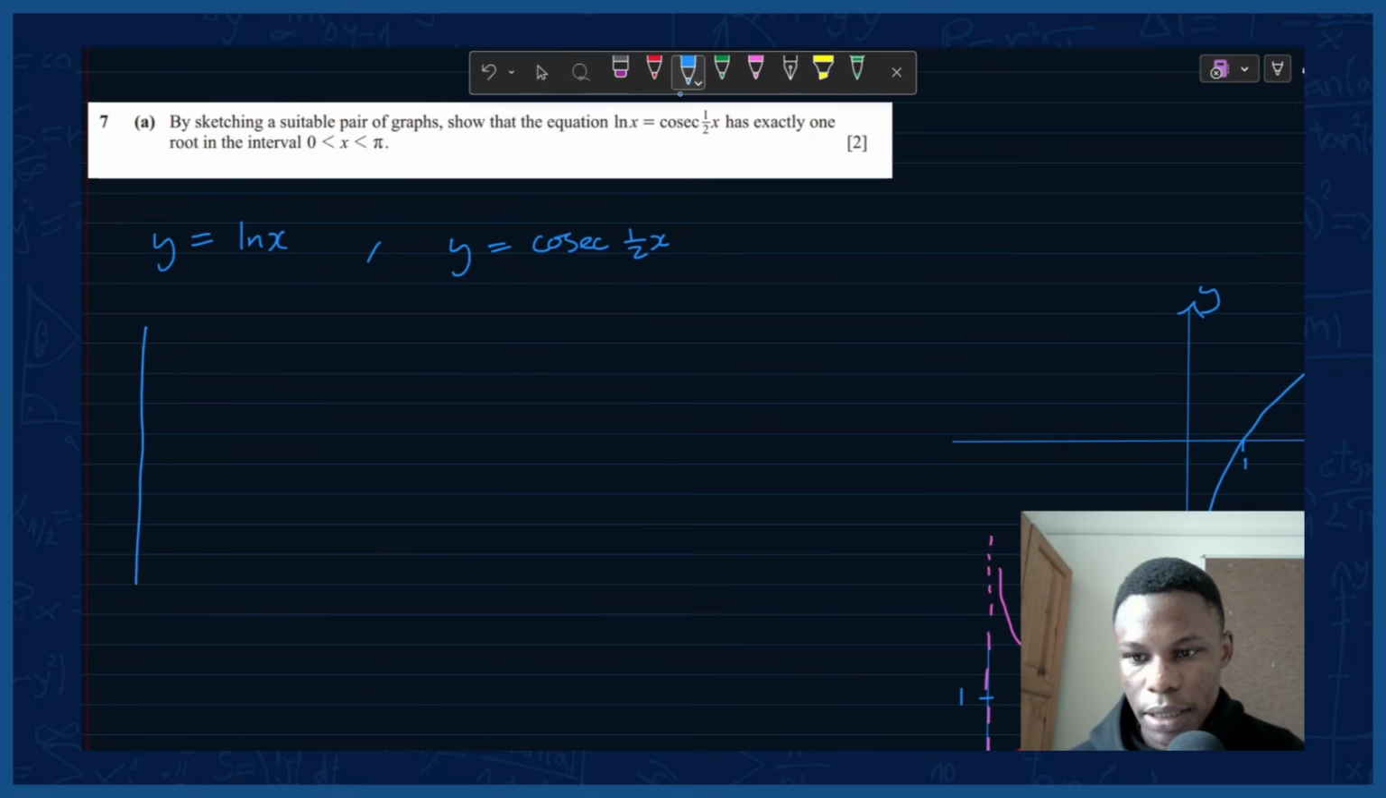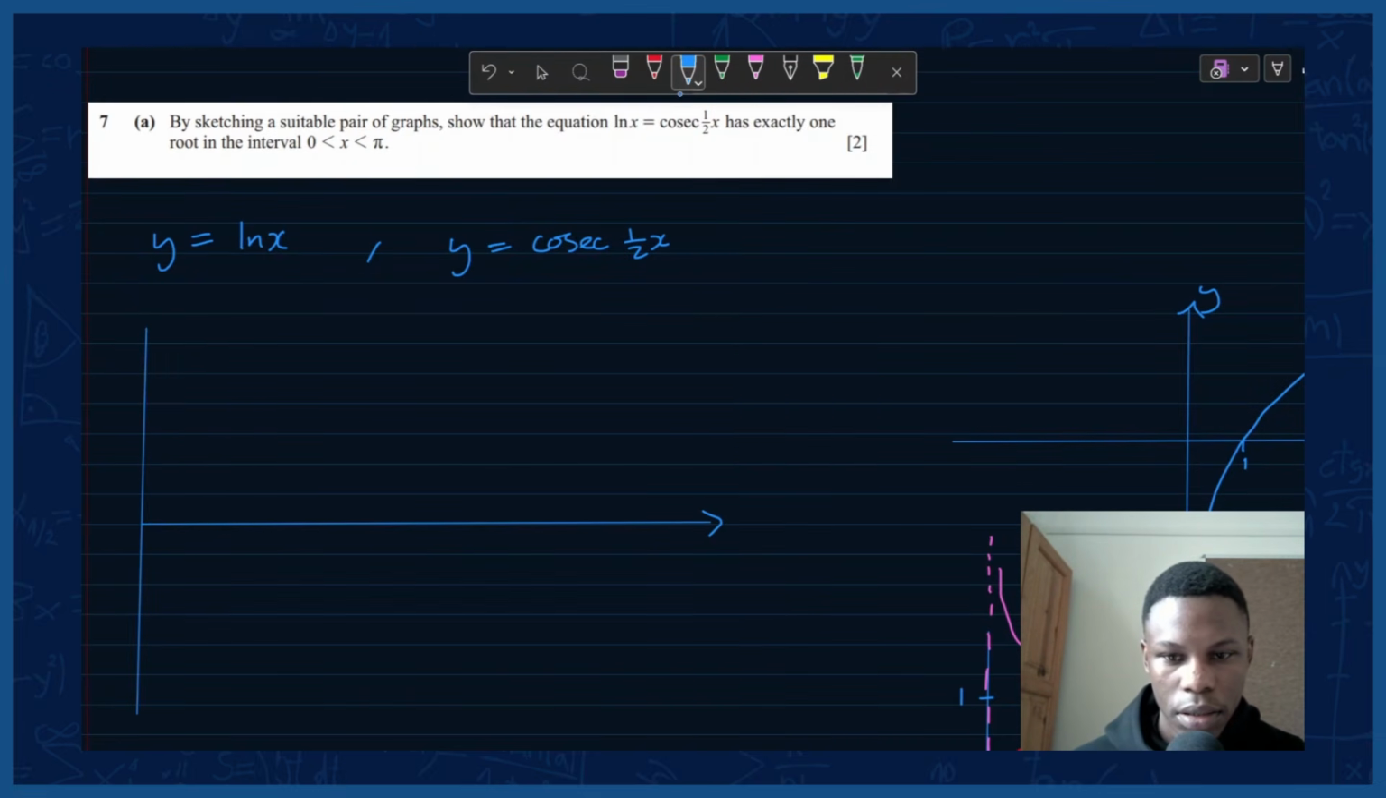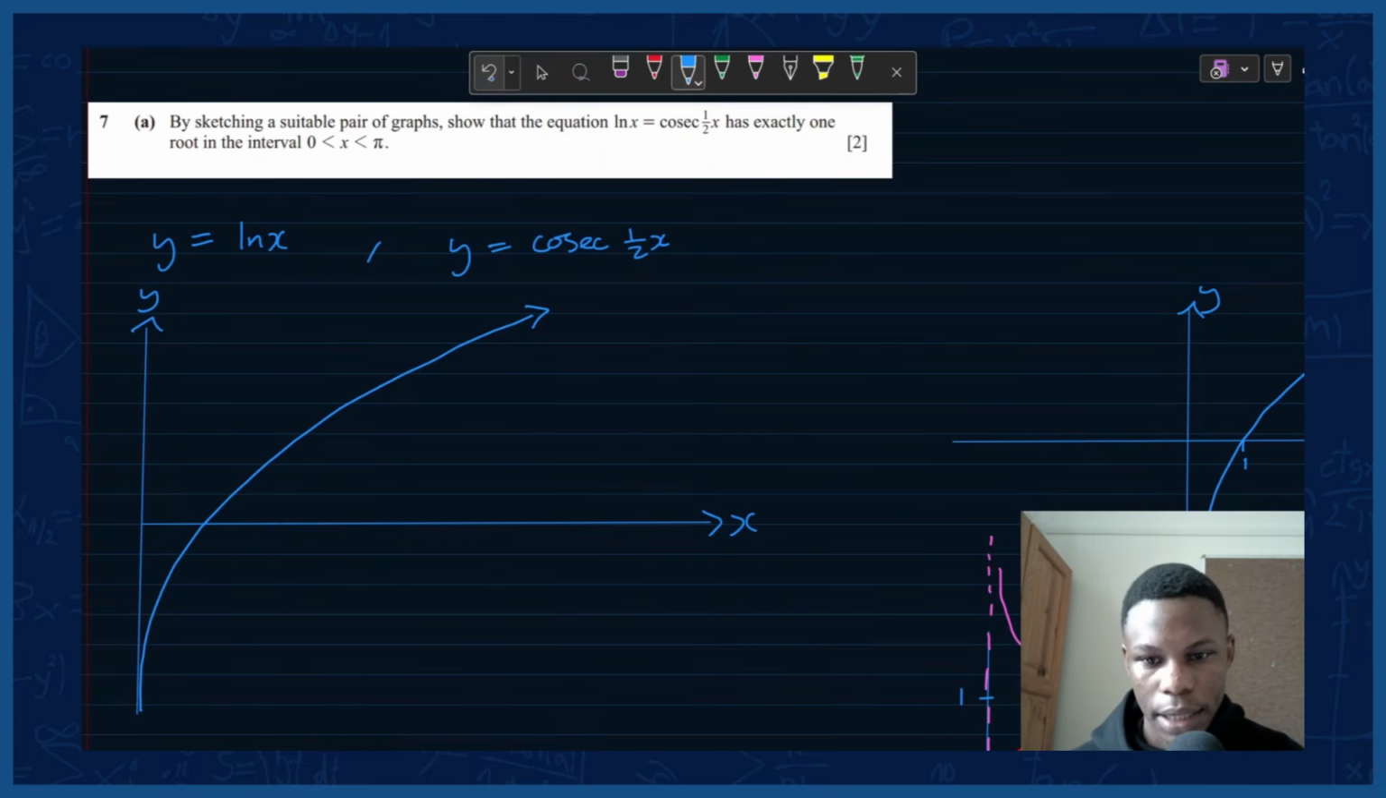Let's draw our axes. This is my y, this is my x. We'll start with the logarithmic graph. It rises and then something like that. And here we're going to stop it at pi. Let me remove the arrow because we don't want it to keep going, right? We want to stop it at pi as per the domain. And then this we know would be 1.